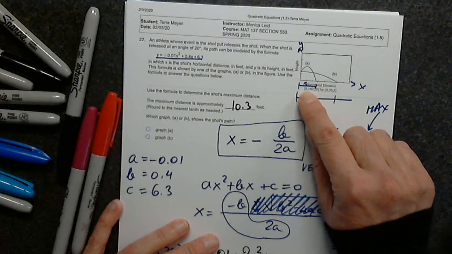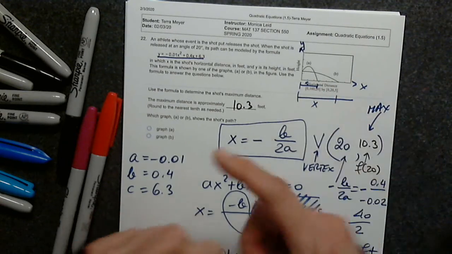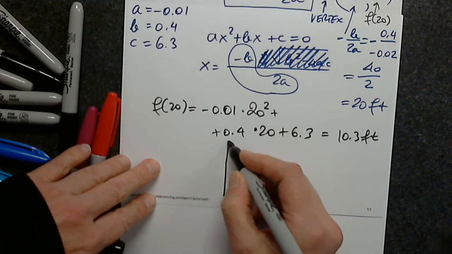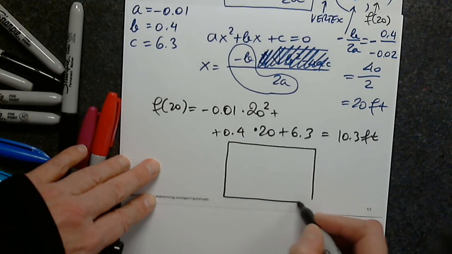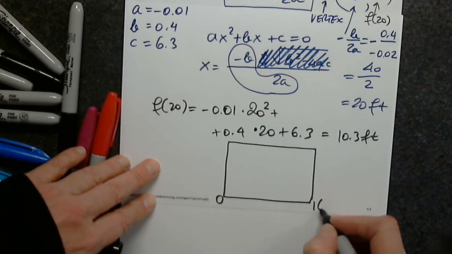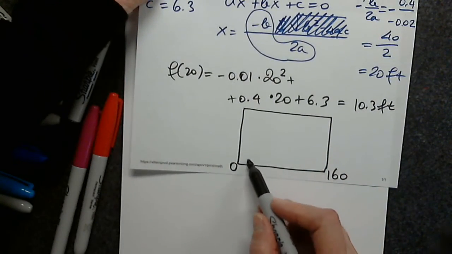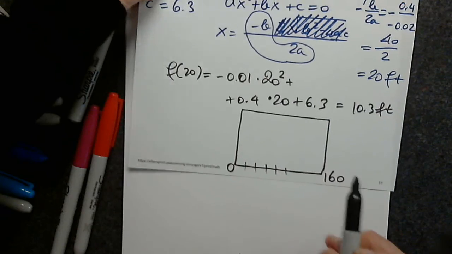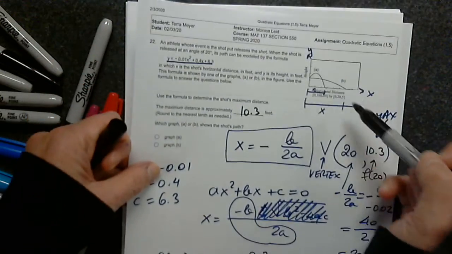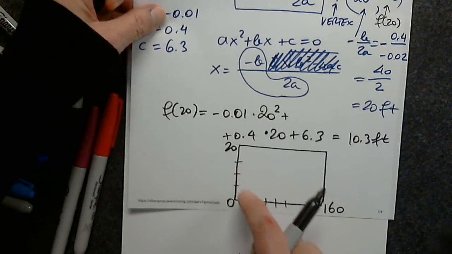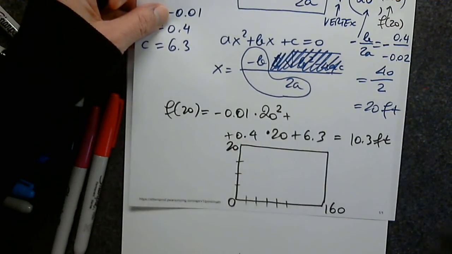They say 0 to 160, meaning here's the viewing window. Here is 0 and here's 160, with a tick of 20: 20, 20, 20, 20, 20, and so on. And this is 0 to 20, with ticks of 5, 10, 15, 20.